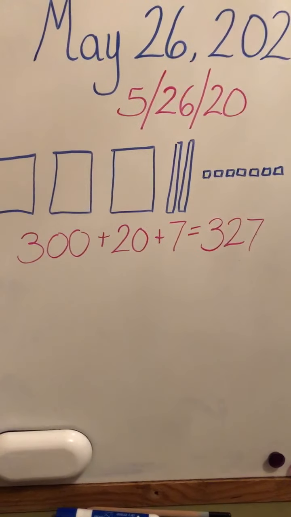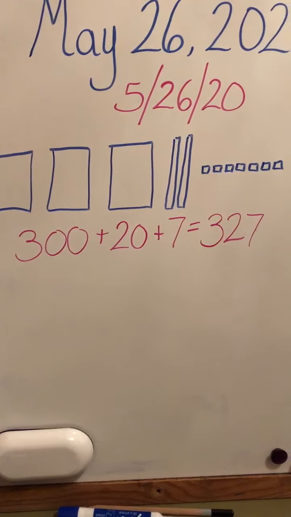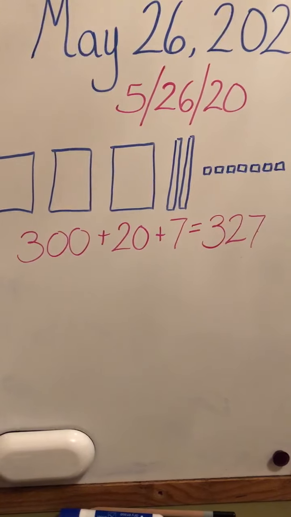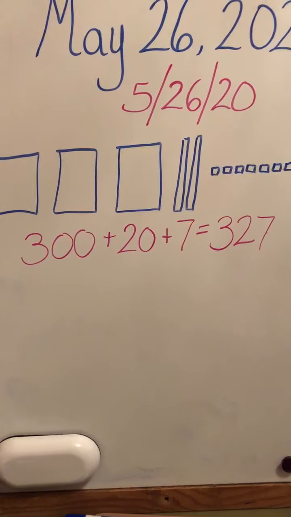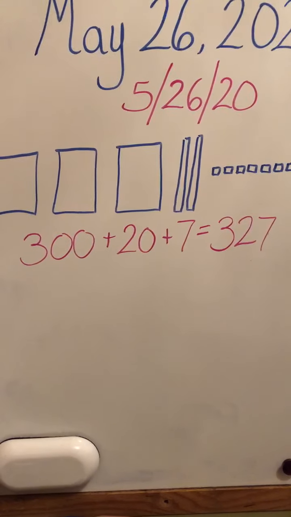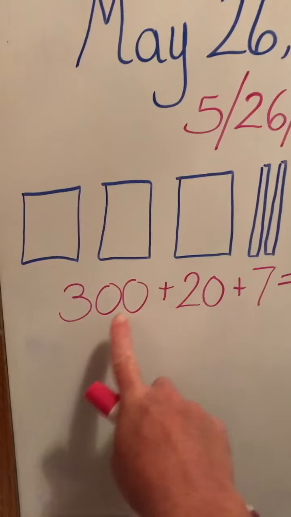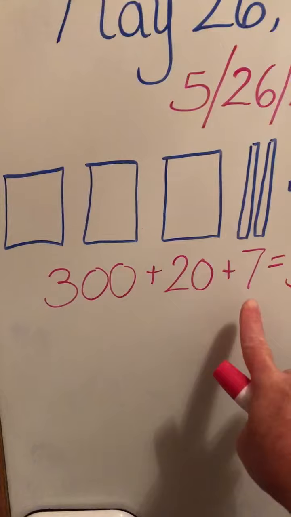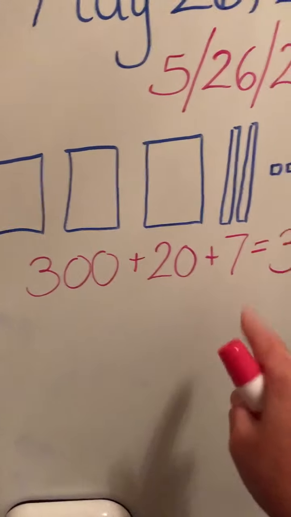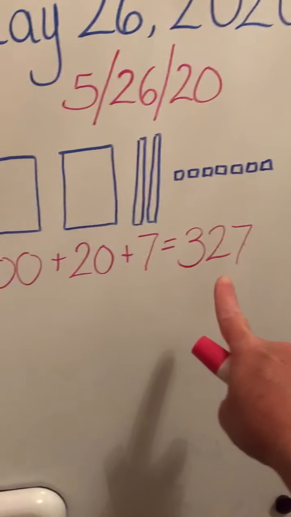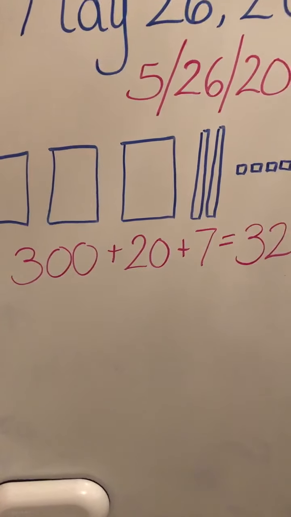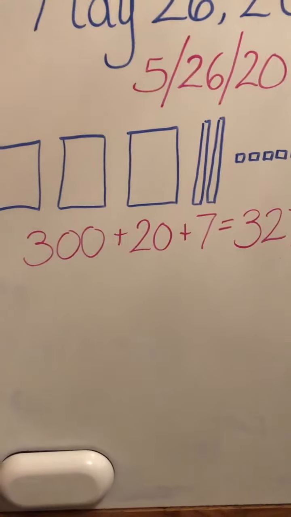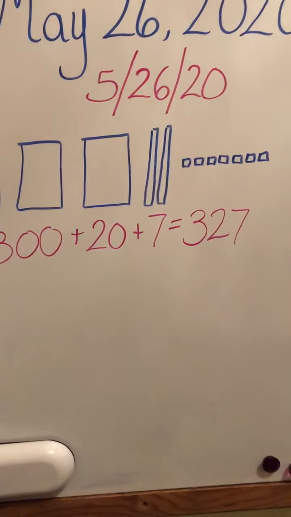That's how we do expanded form. The thing I love about this, the cool thing about this is basically you're writing what you hear when you say the number. Listen, 327. Isn't that exactly what you hear when you say this 3-digit number? Yes, so it's just breaking it down into a number sentence. All right, let's do another one.